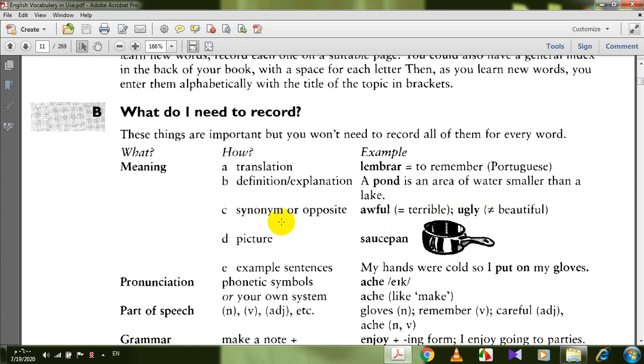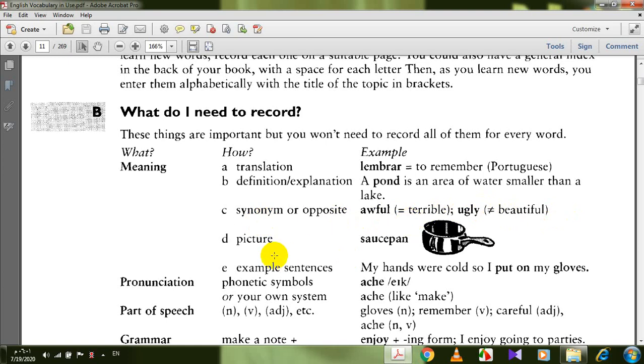Okay, so synonym or opposite: awful means terrible, and the opposite is ugly. The opposite of ugly is beautiful. So this is a synonym: awful, terrible. This is a synonym: terrible, ugly, and the opposite is beautiful. So we have two things here: a synonym and an opposite.